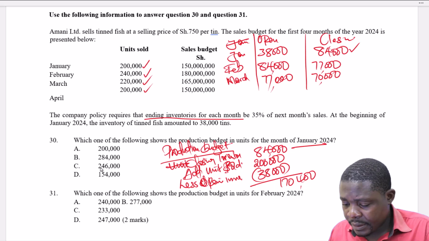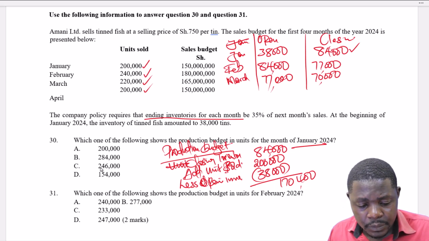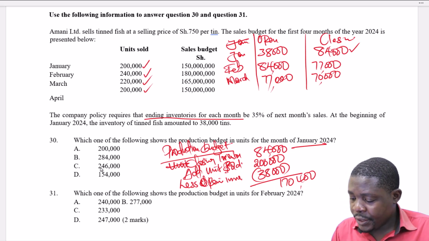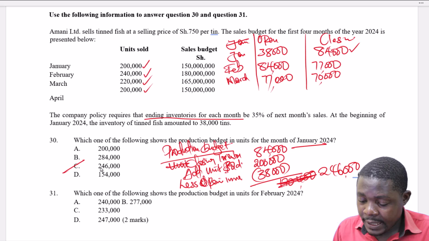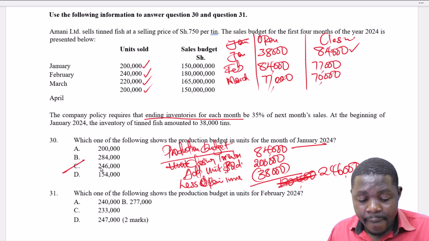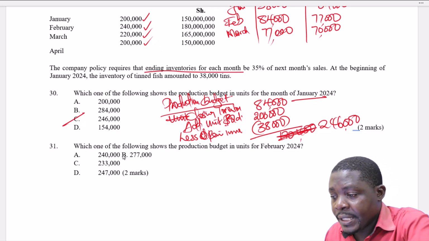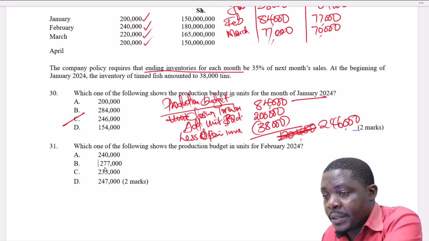Do you have that? Now let me just try to do it again. It is 84,000 plus 200,000 minus 38,000. You get 246,000, not 170. 246,000, yes, that was C. Then we go to the month of February.